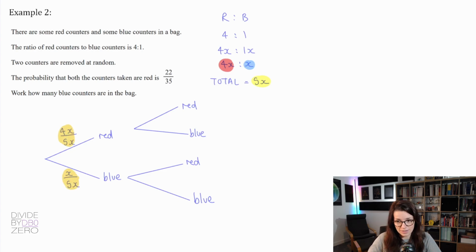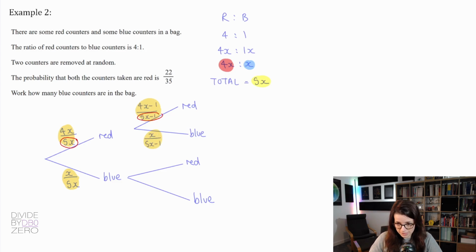Next, for the second counter, if we've already taken a red one, the probability that the second one will also be red is going to be 4x minus 1 over 5x minus 1. We're reducing both the numerator and denominator by 1 because we've already taken out a red counter. So it goes from 5x to 5x minus 1, and now there are 4x minus 1 red counters to choose from. Probability that it will be blue here is going to be x out of 5x minus 1 because we still haven't taken any of the x blue counters. Probabilities add up to one whole, which is great.